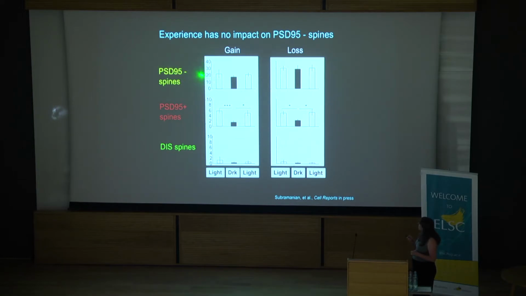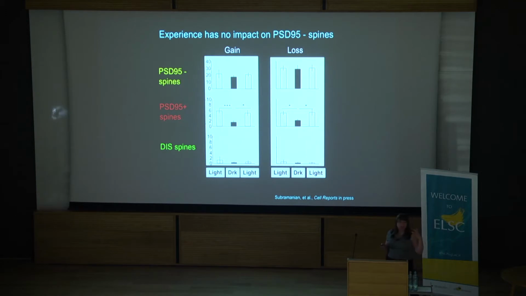So what you can see here is these are the PSD95 minus spines. You can see the scales are different because, of course, these spines are much more dynamic. But you can see that these spines are dynamic to the same extent whether the animals are in the light or the dark. So the emergence, the gain, and the loss of spines, these transient dynamics, are entirely uninfluenced by the visual experience. On the other hand, the category that seems to be most influenced are the PSD95 positive spines.